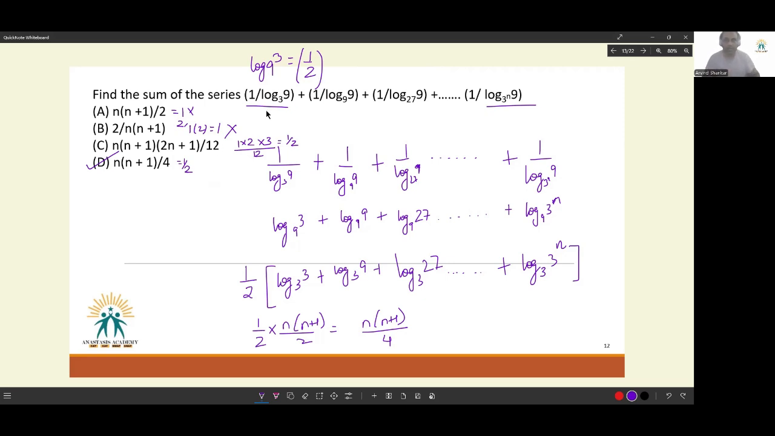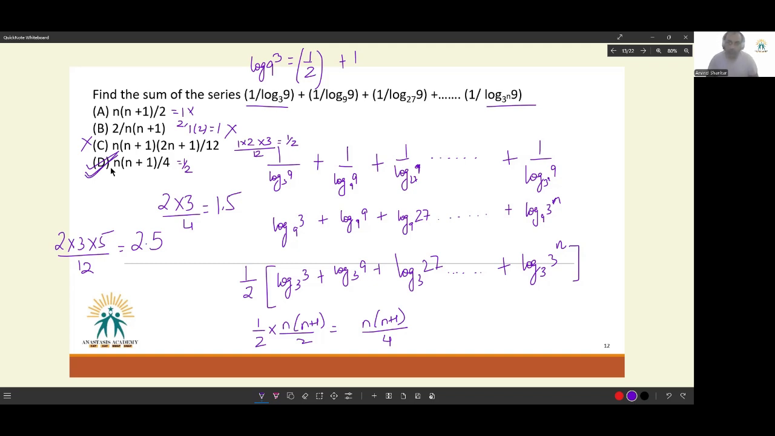So instead of taking n as 1, let's start taking n as 2 now. First term was half, second term is 1. If I add them, I will get 1.5. If I take n equal to 2, I should get 1.5. C will give me 2 into 3 into 5 by 12, which is equal to 2.5. But I needed 1.5. This is gone. Option D, 2 into 3 by 4 does indeed give me 1.5. So the answer should be option D.